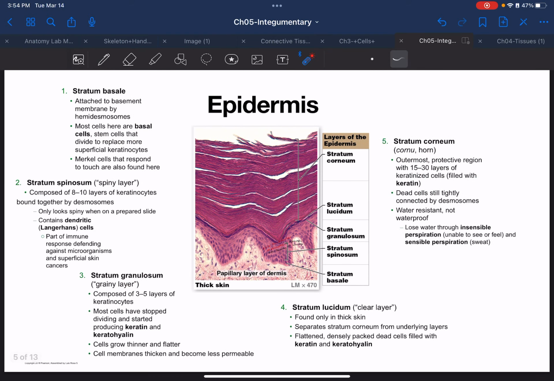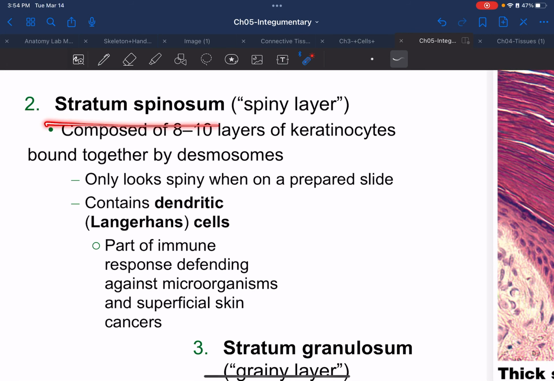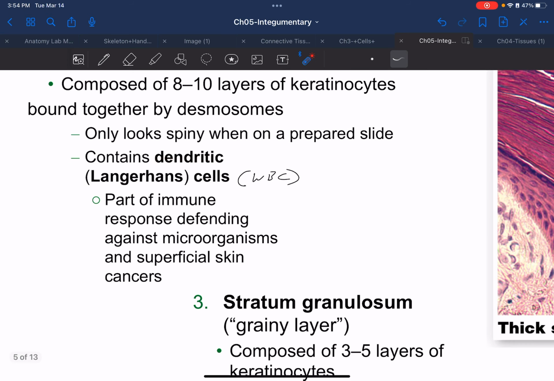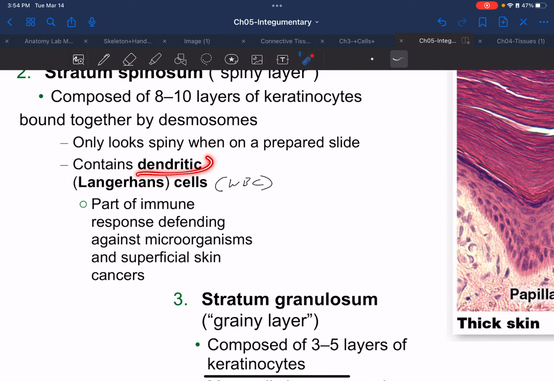All right, so stratum spinosum is going to be responsible for containing dendritic cells, which are white blood cells. They used to be called Langerhans, but thank goodness we changed it to something more appropriate. Dendritic means that they have a lot of branches, and so these white blood cells are just making sure they're defending you from infection.